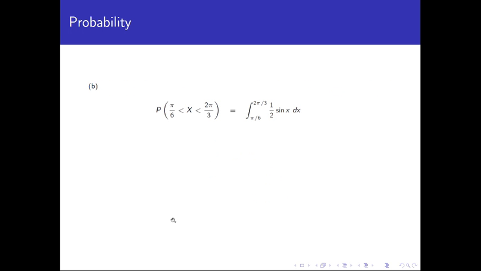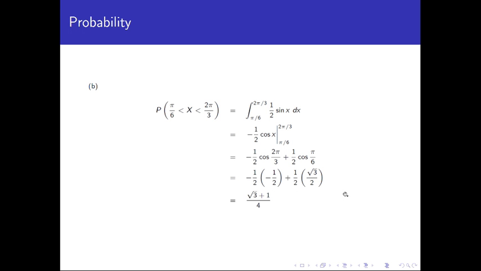All right, so now let's use this PDF to calculate the probability that the x value is in between pi over 6 and 2 pi over 3. Integrate over that interval. Here's our PDF. And again, just as before, take your antiderivative, plug in the endpoints. That's what you get when you plug in the endpoints. And if you simplify, you get square root of 3 plus 1 over 4. Notice that this is definitely less than 1, better be less than 1, right? Because we integrate over the whole real line, we have to get 1. So this is a probability, it has to be less than 1.